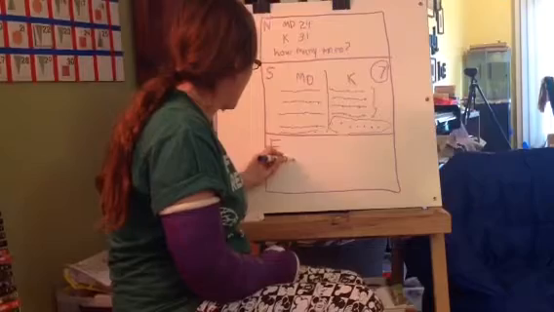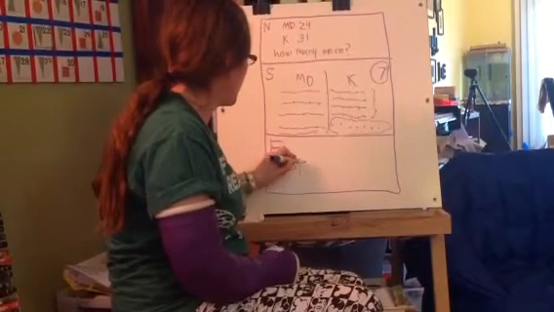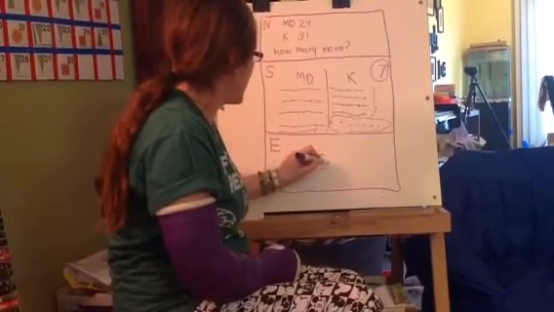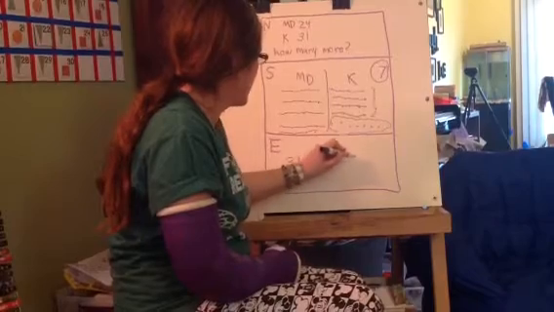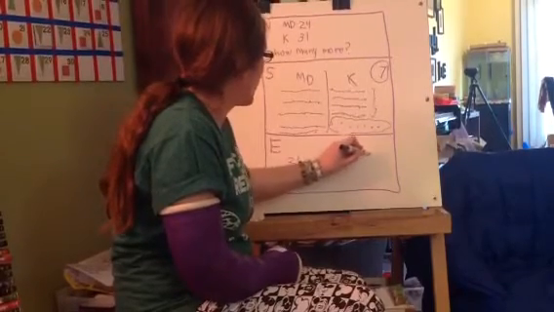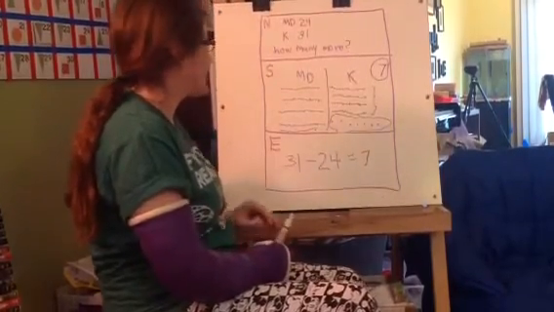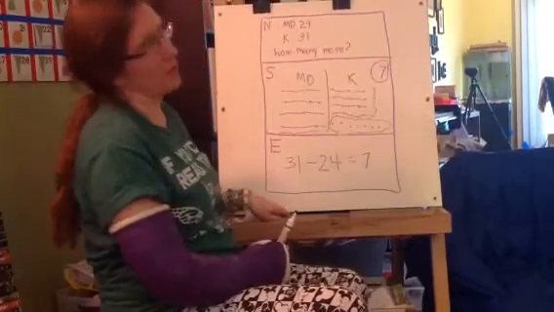So if we take Kennedy's 31 shells and we take away Miss Drass's 24 shells, we'll be left with what's more, which is Kennedy's 7 that she has left over. Okay?